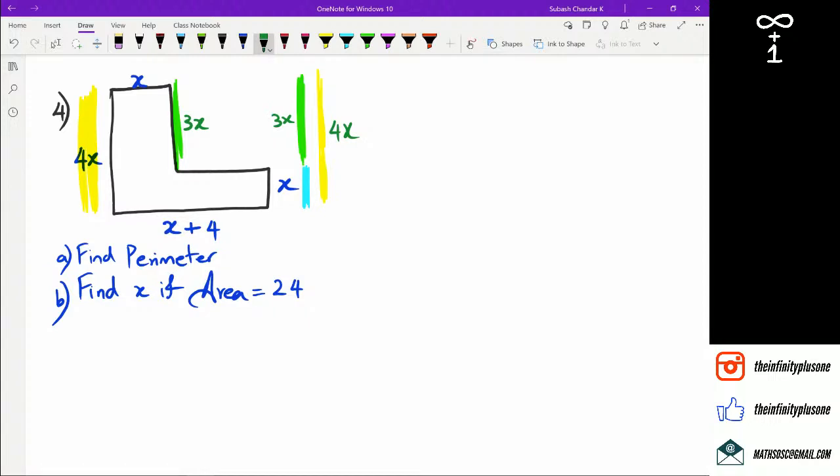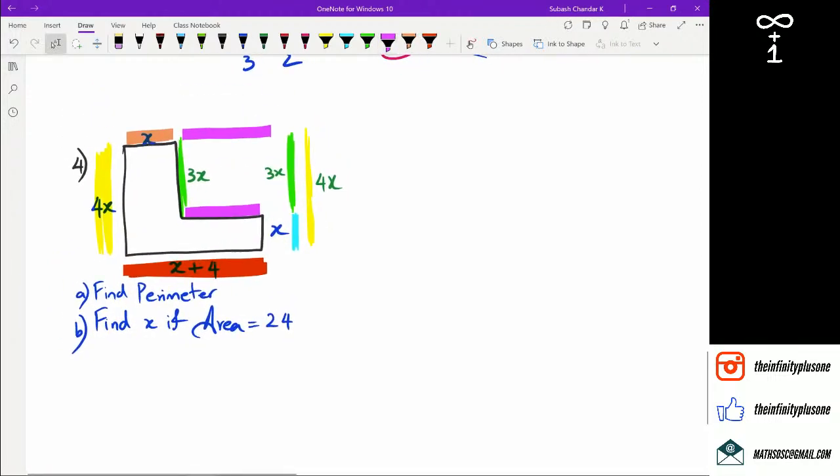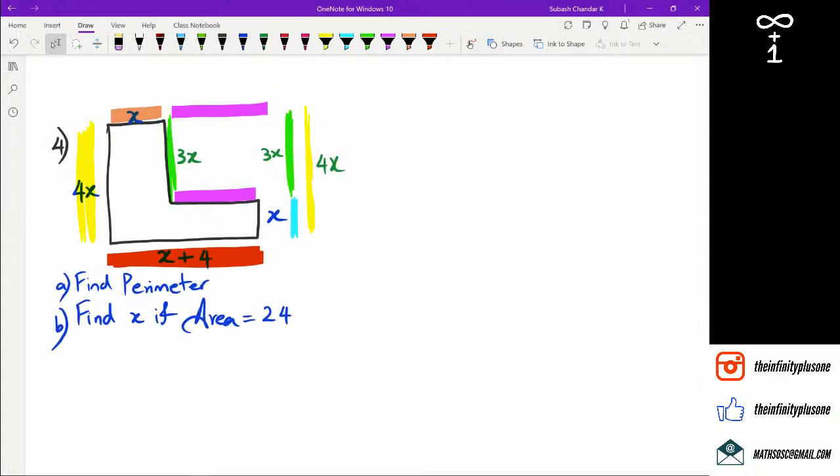Now the second one that I've got to do is figure out my next three colors I could use. Pink, orange, red. The red part is worth x plus 4. The orange part is worth x. And the pink part is what I need to figure out, what that pink length is there. So if red is equal to x plus 4, which means if I take this red, wow, wrong color.